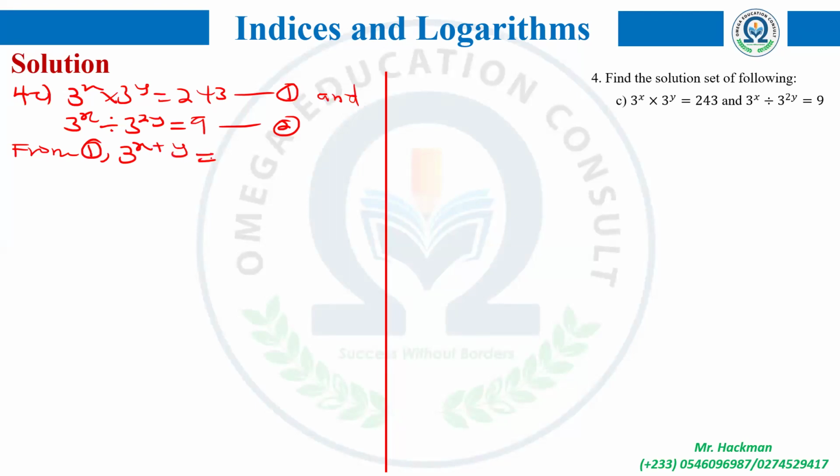Okay, and that should be equal to 243 yesterday. We realized that that's the same as 3 to what power? 5. All right, so at this point, single base to a power on each side, so we just equate the powers. So we are going to get x plus y is equal to 5 to be one of our main equations.